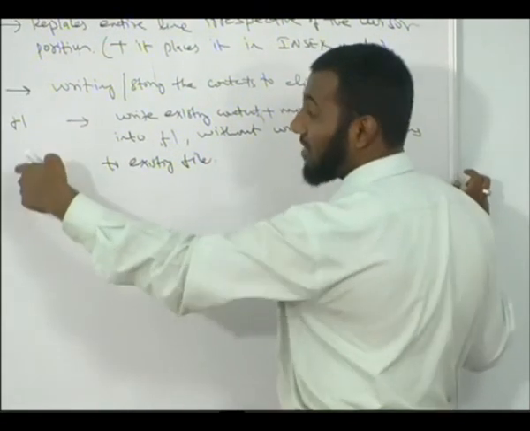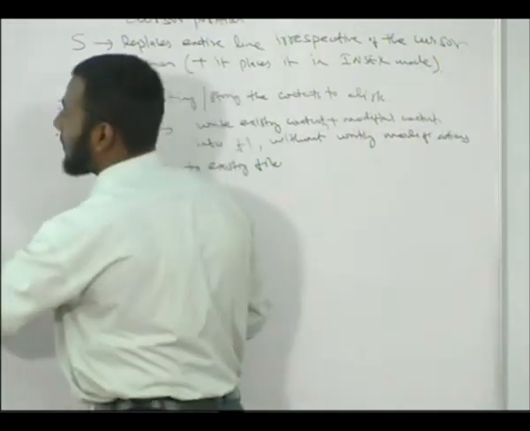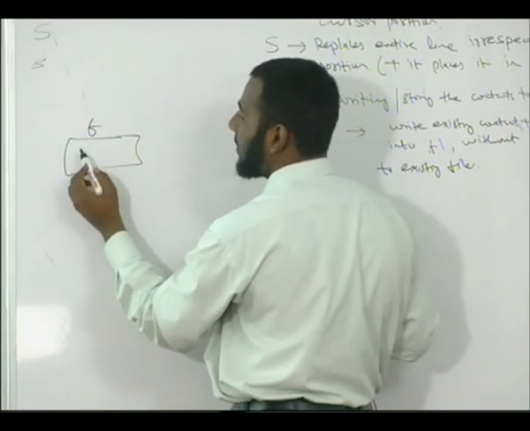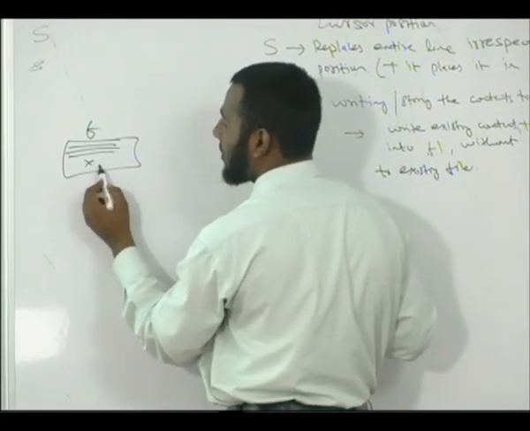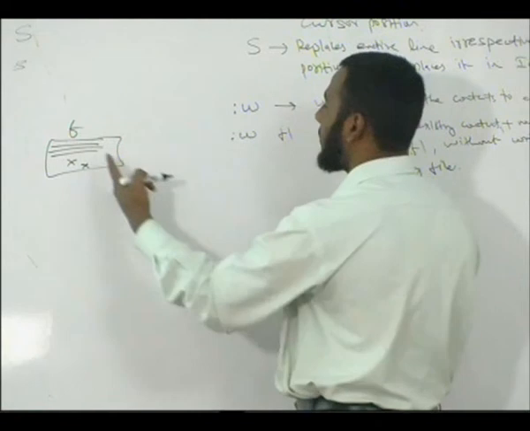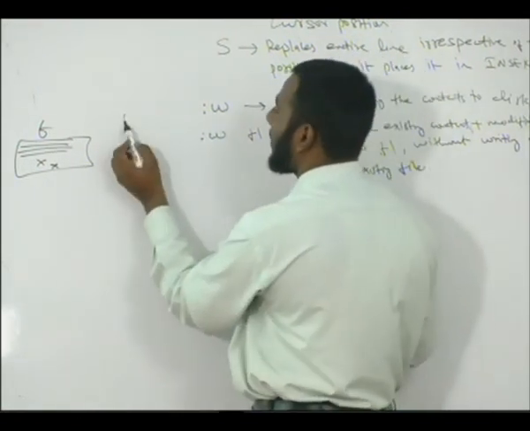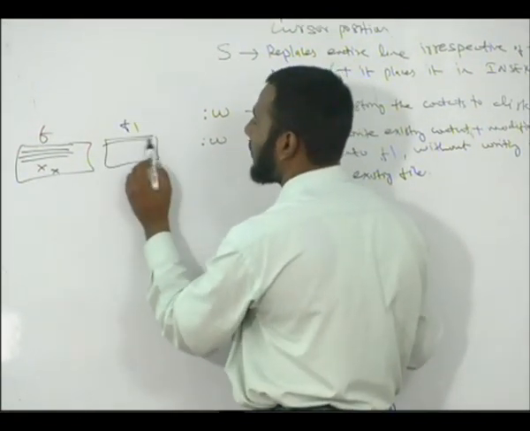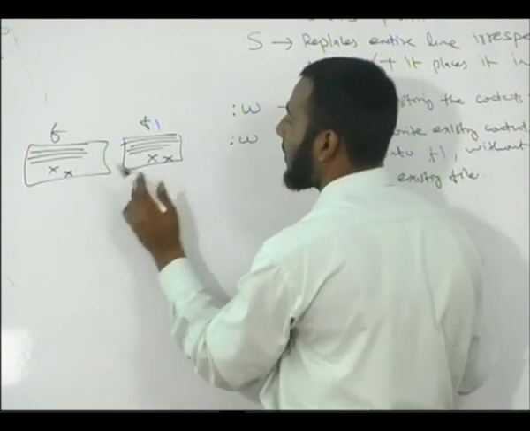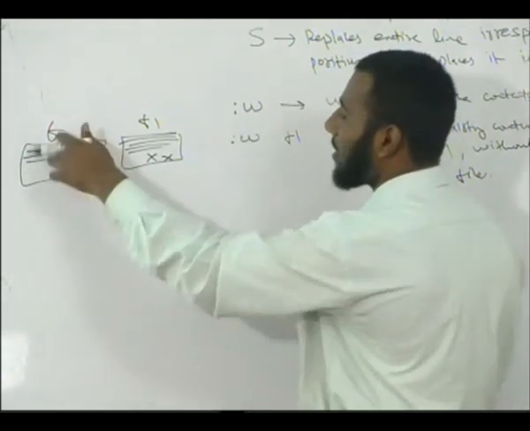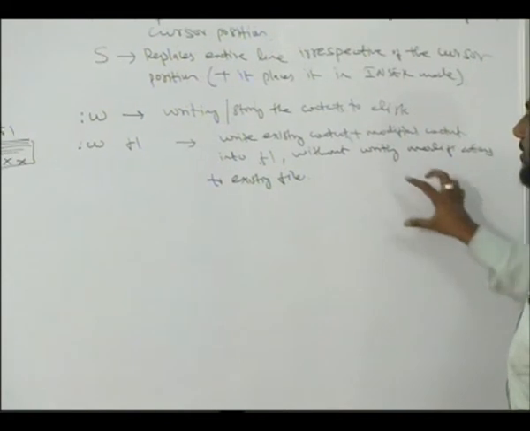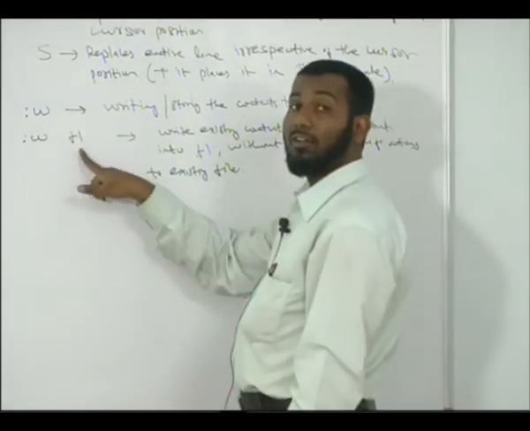Suppose the existing file is F, okay, existing file is F, I entered, but these are the modification points. If I have used WF1, then I will get an F1 file with the same lines with this modification, but F will not have these modifications. This is the meaning of WF1.